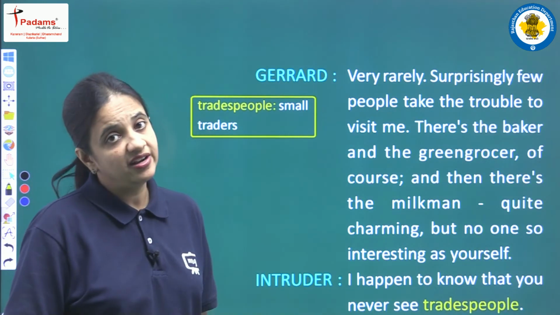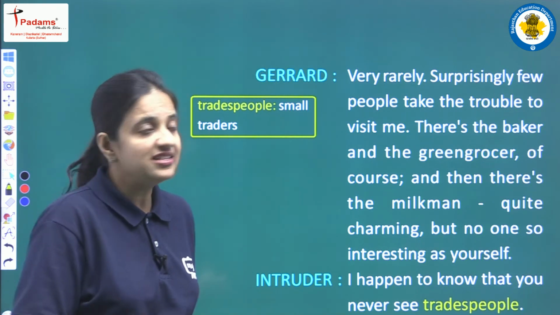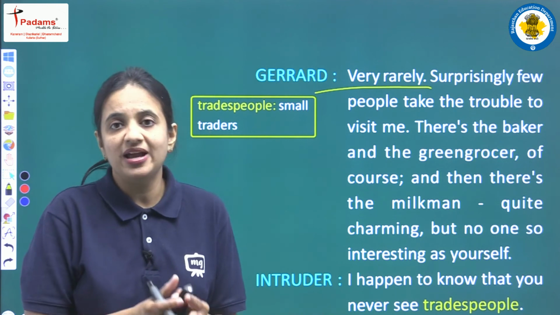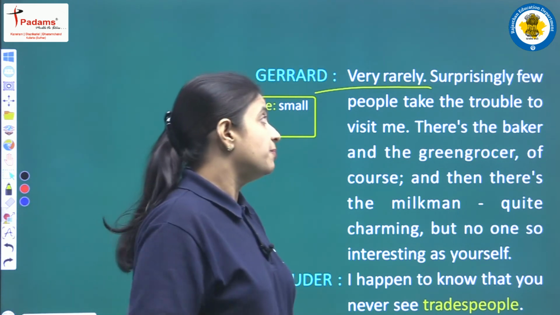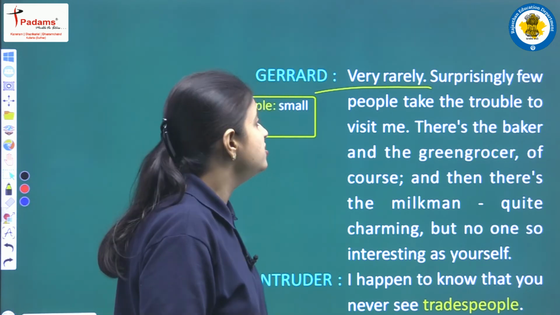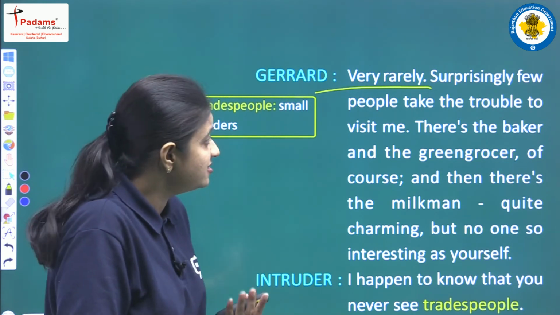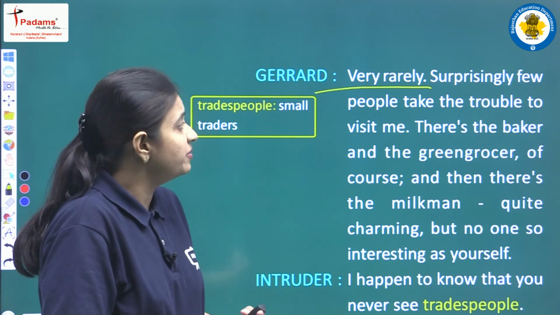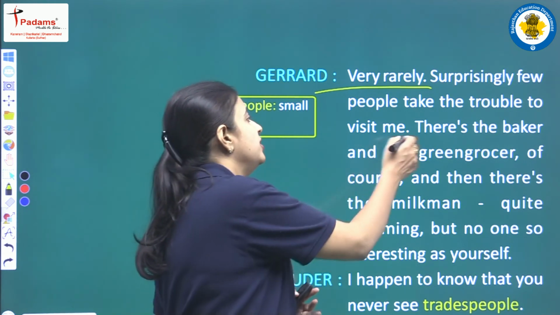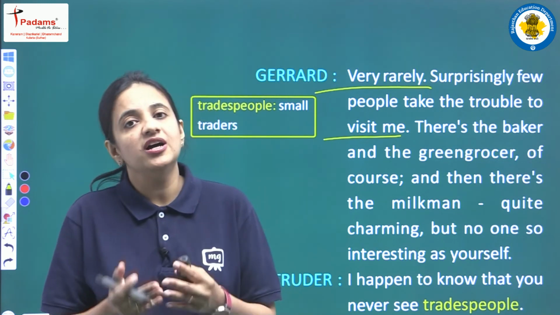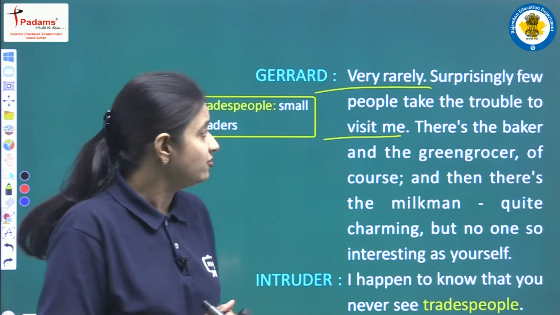Gerald: very rarely. So Gerald is answering that very rarely are there people in my house to meet me. Surprisingly, few people take the trouble to visit me. Next he is saying that it is surprising because very few people take this trouble to visit me. It means he is trying to say that very few people come to his house to meet with him.